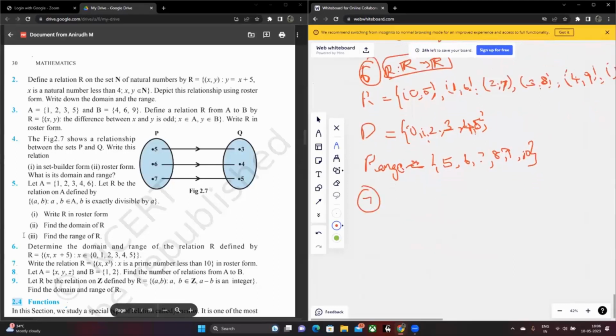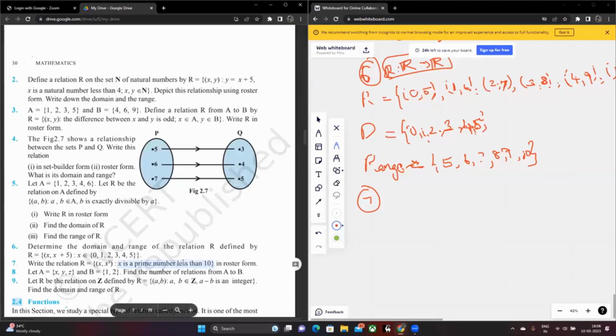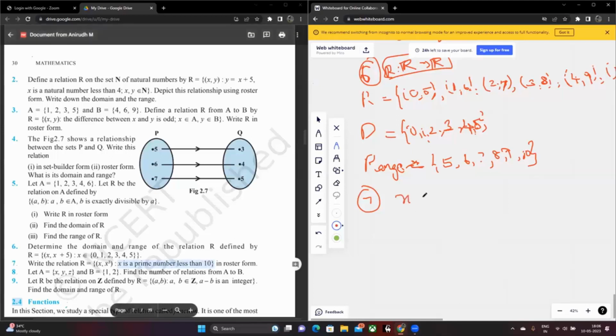Question number 7. Write the relation R equals {(x, x cube): x is a prime number less than 10} in roster form. Right. So this condition you have to first evaluate. X is a prime number less than 10. So x belongs to the set of 2, 3, 5, and 7. Only 4 numbers, because the next prime number is 11, which is greater than 10. Right? 9 is not a prime number, 8 is not, 6 is not, 4 is not a prime number, 1 is also not a prime number.